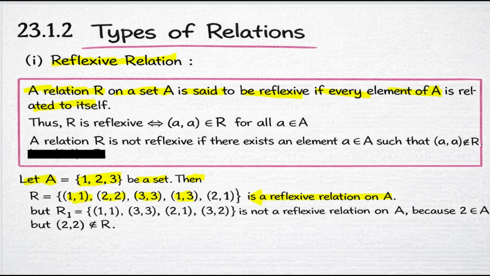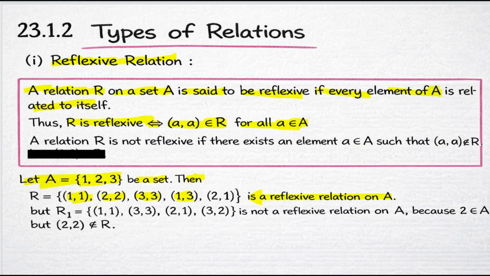Thus, R is reflexive. It implies the ordered pair (a, a) belongs to R for all a belonging to set A. It means that the ordered pair (a, a) belongs to R should be satisfied for all the elements of set A. Then only it is reflexive.